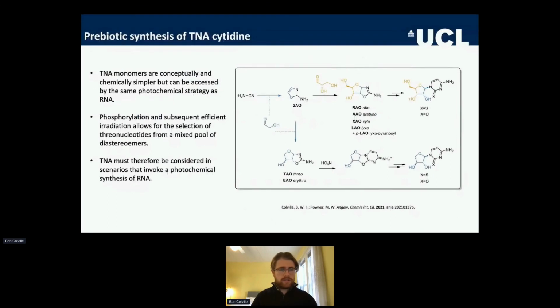And so just to sum up, conceptually TNA is structurally simpler than RNA, but was it generationally simpler? We think it's just as generationally plausible as RNA if we're invoking a photochemical synthesis of RNA. And so for that reason, I think any scenario which invokes this photochemical synthesis of RNA must also consider the possibility of TNA and threose nucleic acid being present.